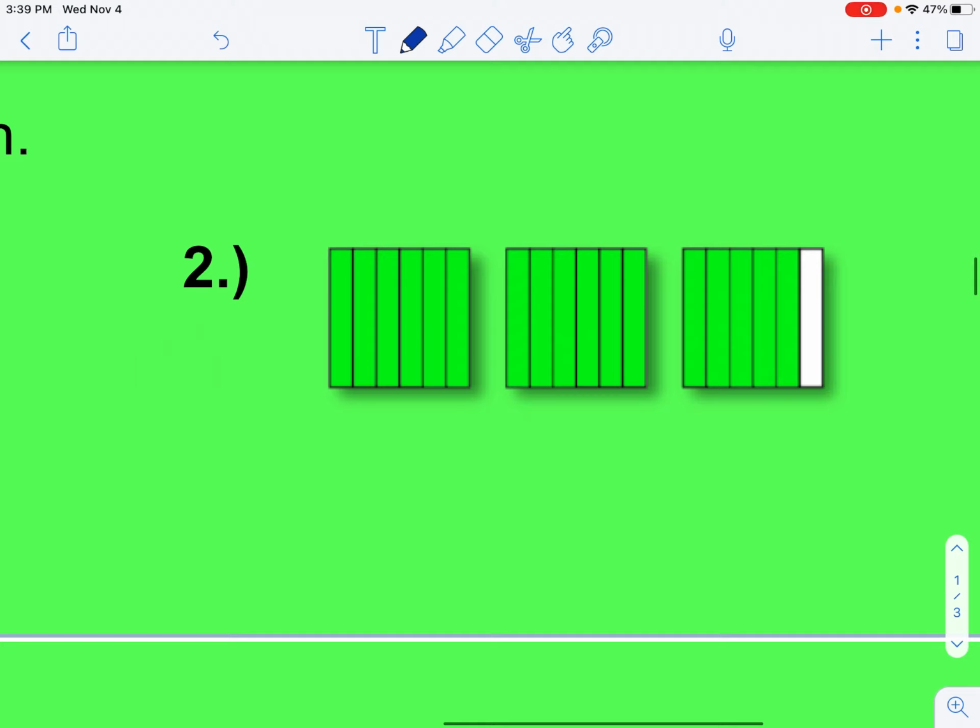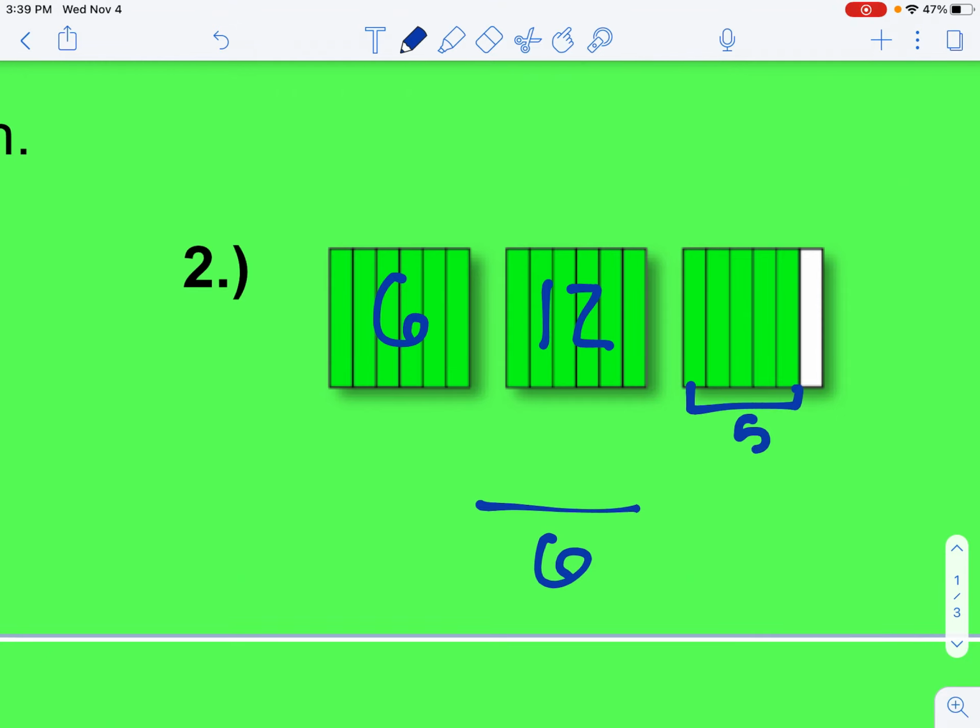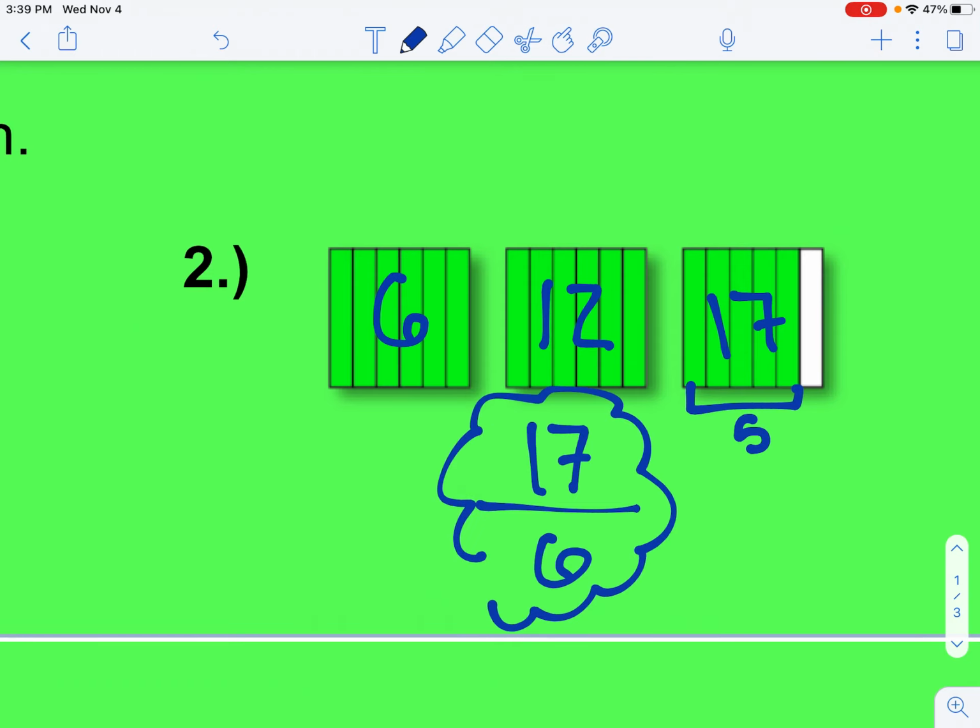In number 2, it looks like my denominator is going to be 6 because each of my wholes is split up into 6. So this represents 6/6. This represents 6 more, so that's 12. And I've got 5 more over here for a total of 17 sixths. So my improper fraction is 17 sixths.